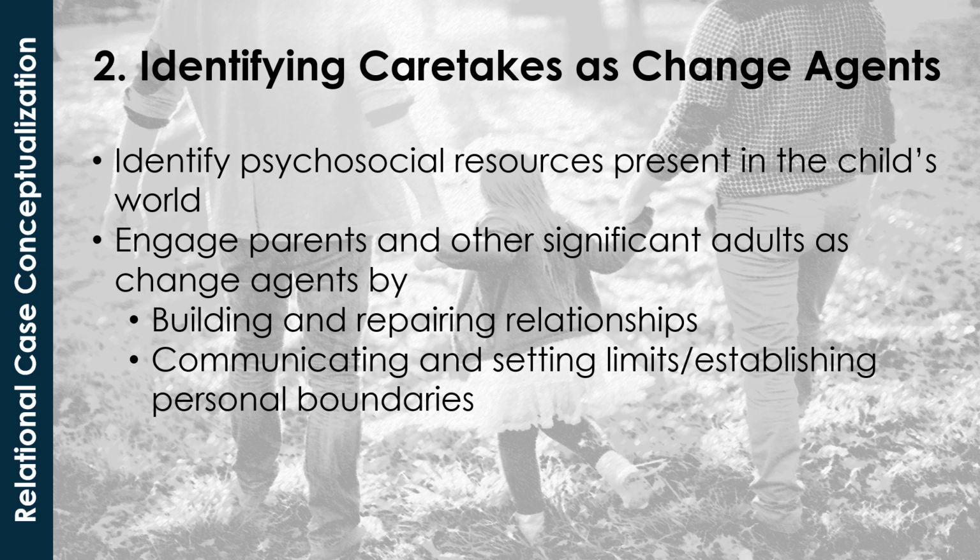So at first we're looking at the highest level of functioning over the life. Now we're identifying significant caretakers, change agents. It might be a nanny, it might be an au pair, it might be a stepmother. But who are these important people in the child's life? And what are ways that we can engage these parents in building relationships and repairing relationships?